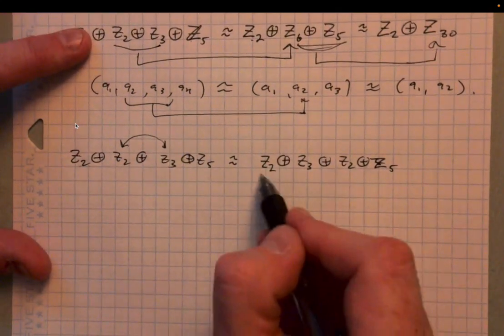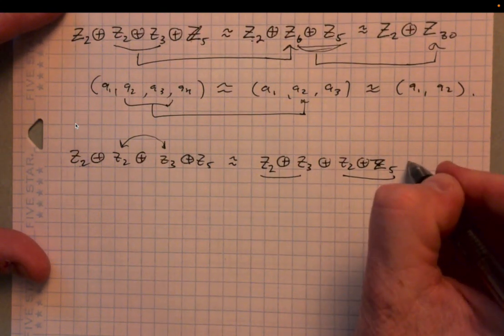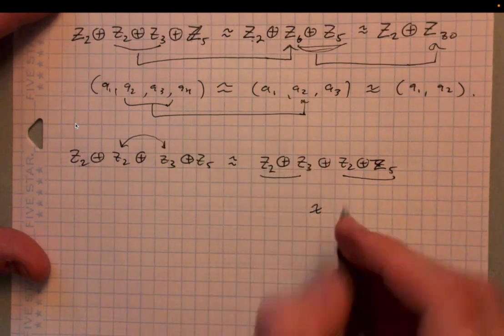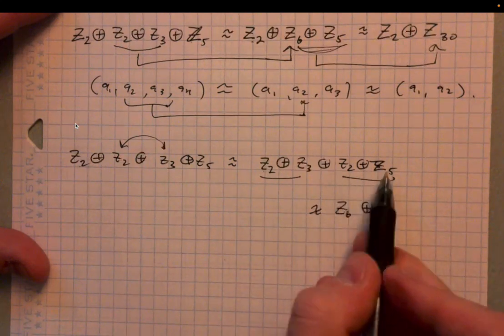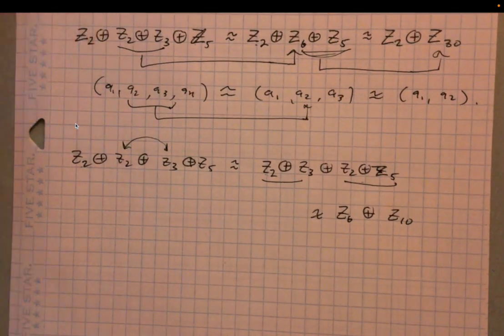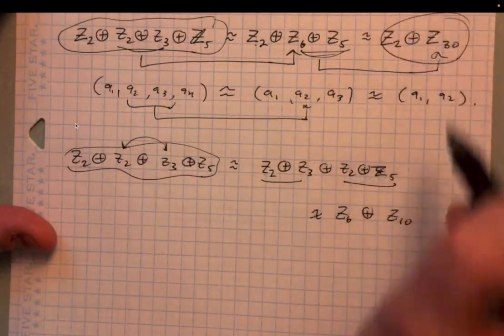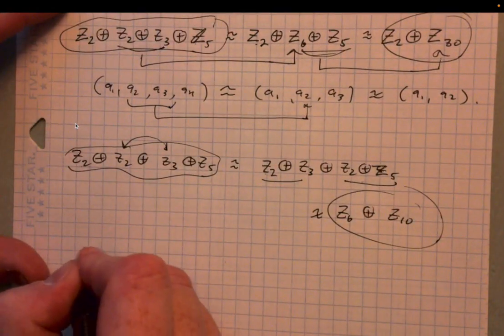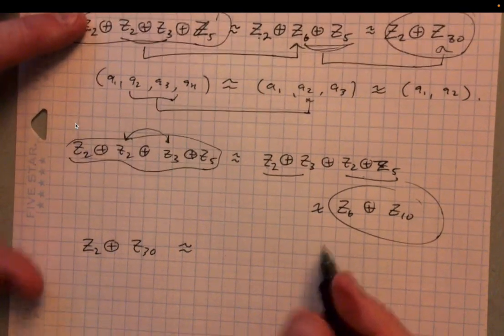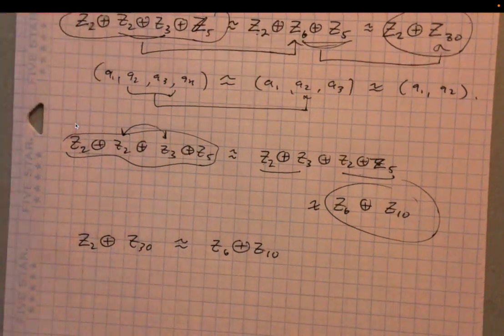You can think of it that way. And now these 2 are relatively prime, and so are those 2. And so I could re-express this as Z6, and I could re-express this as Z10. Okay. So notice that I started with the same group in both cases, and I arrived at these different isomorphisms. So what this is saying is that Z2 × Z30 is isomorphic to Z6 × Z10.